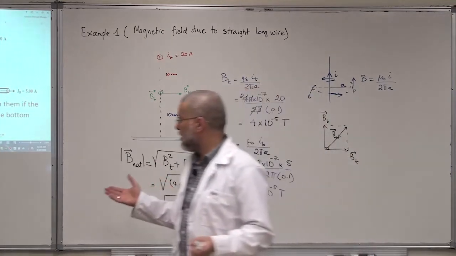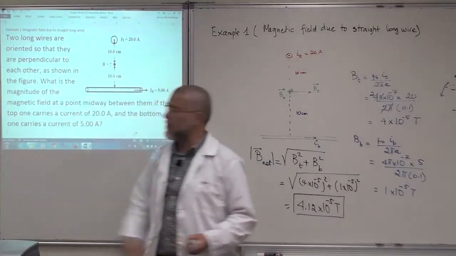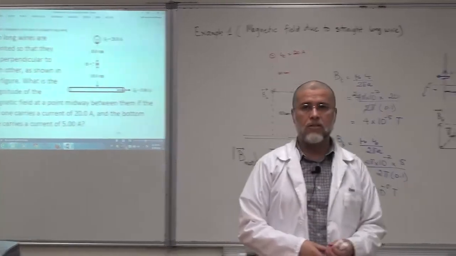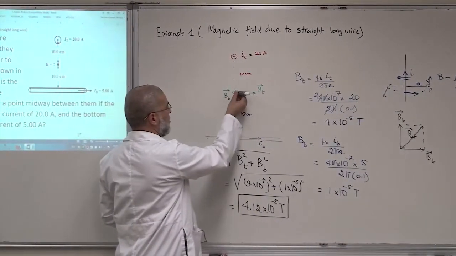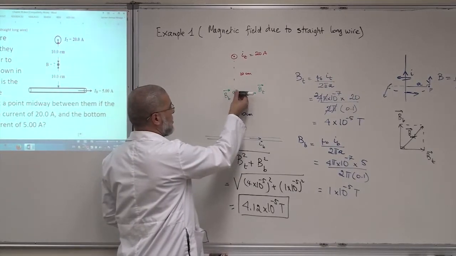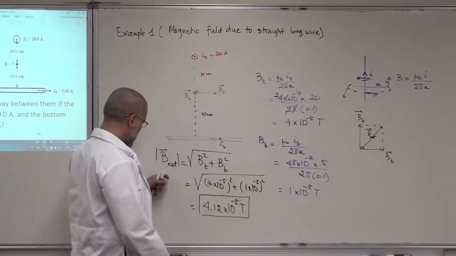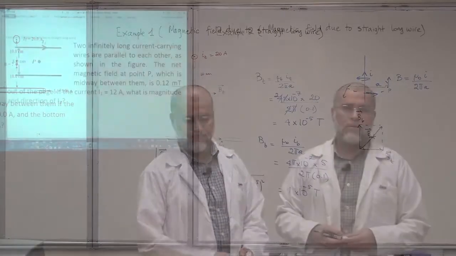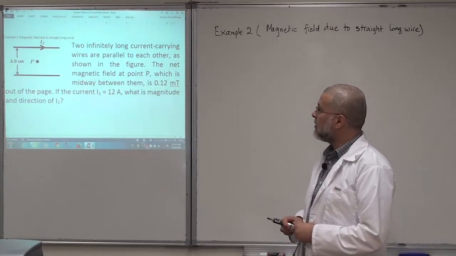He did not ask, you see here, what is the magnitude of the net magnetic field. He did not ask about the direction. Of course, the direction will be, since this is coming out, the net will be in this direction somehow, like this, okay? It will be pointing in this direction. And this is its magnitude, okay? Thank you. Okay, this is another example related to magnetic field due to a straight long wire.